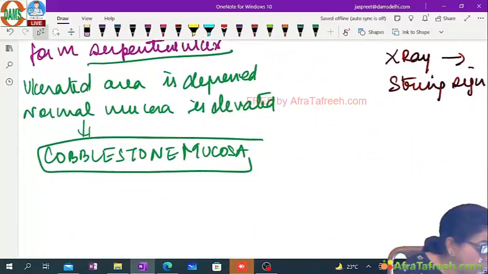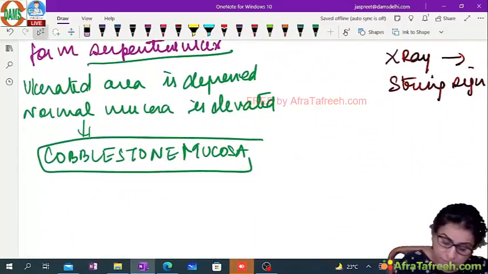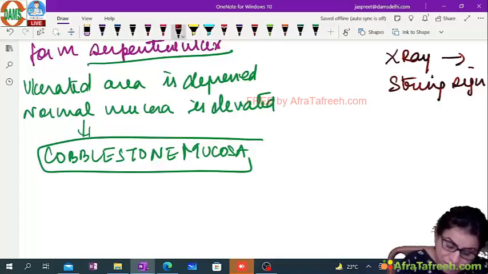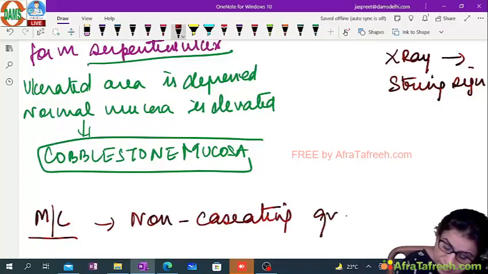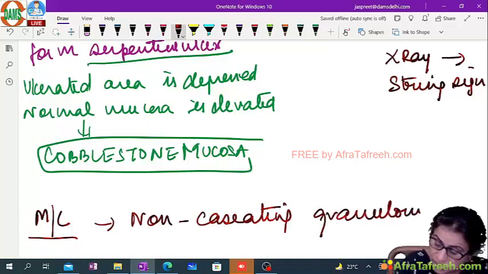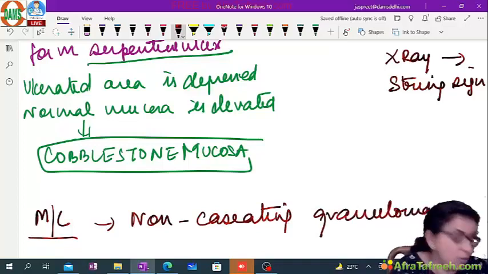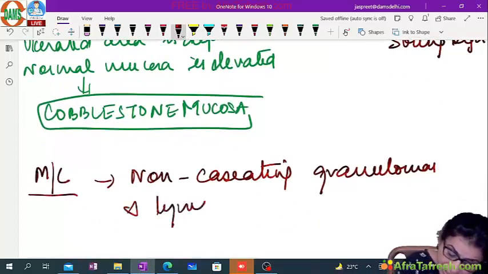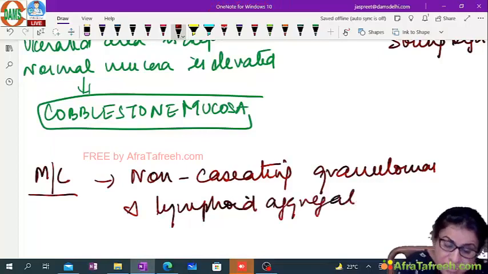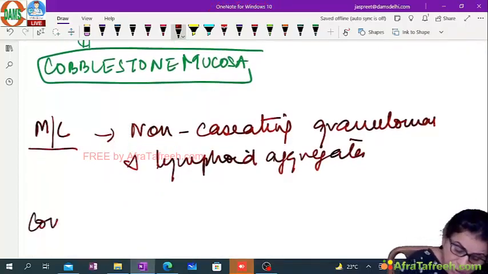So now there is transmural inflammation, and under the microscope we see non-caseating granulomas. You see granulomas in the wall of the intestine in all the layers. Non-caseating granulomas and lymphoid aggregates. Okay, then what are the complications?